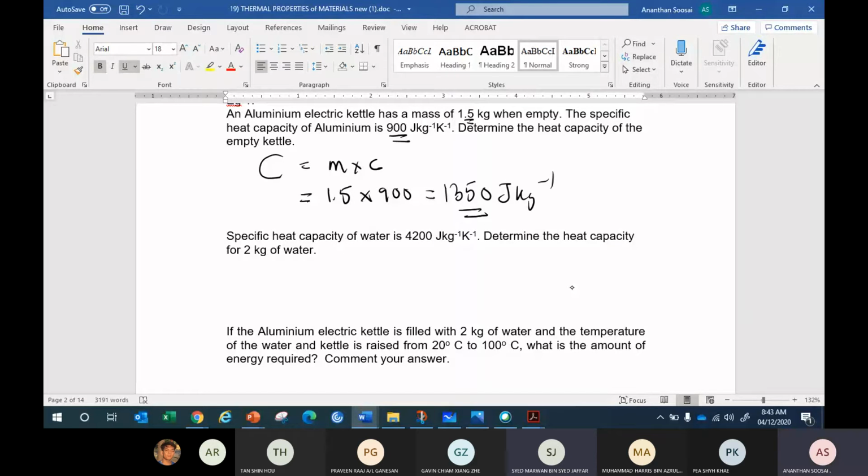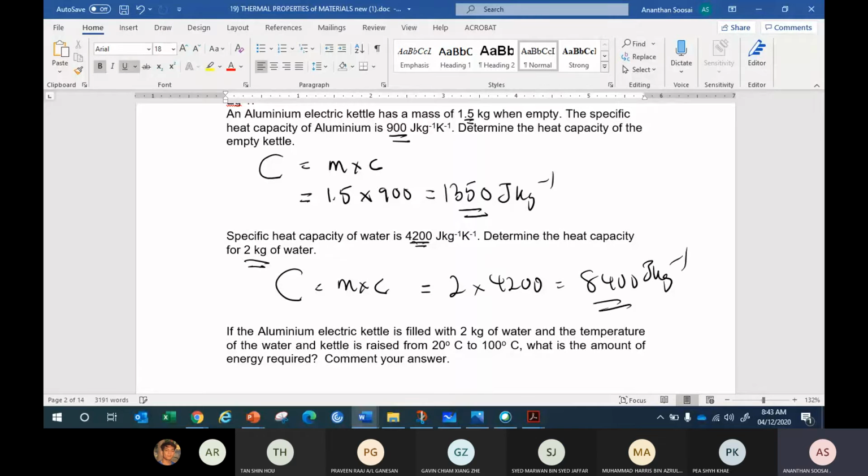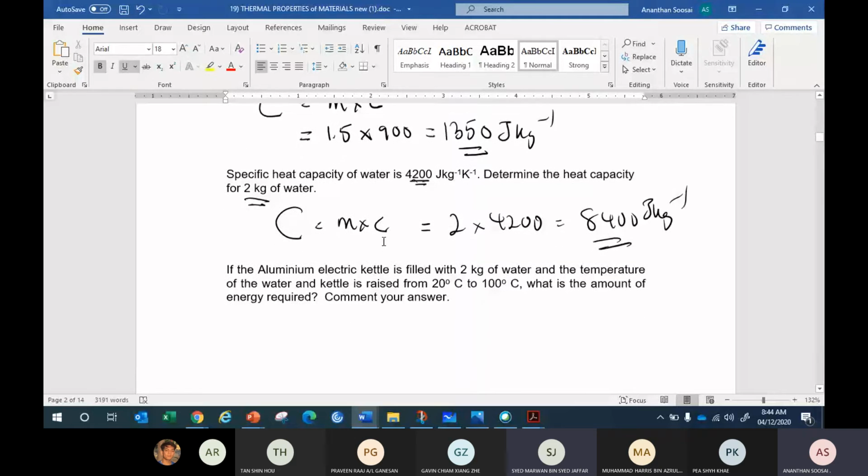Next, the specific heat capacity of water is 4200. Determine the heat capacity for 2 kilogram of water. So again, heat capacity is mass times specific heat capacity. So 2 times 4200, so 8400 joule per kelvin. That is the heat capacity of the 2 kilogram of water. Okay. Next.